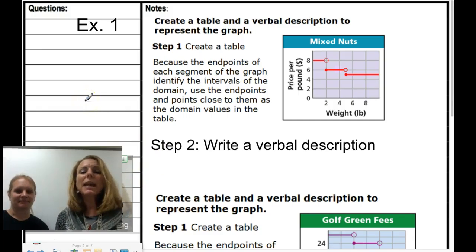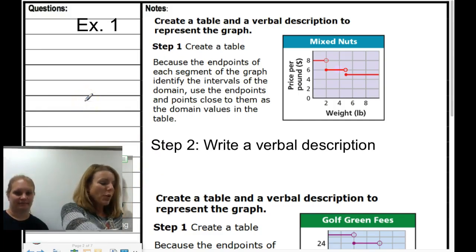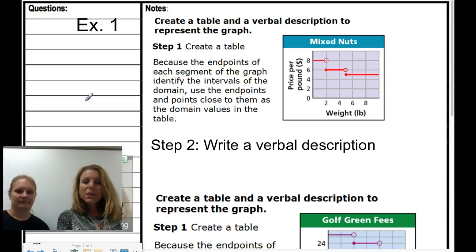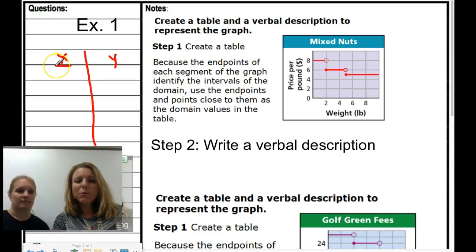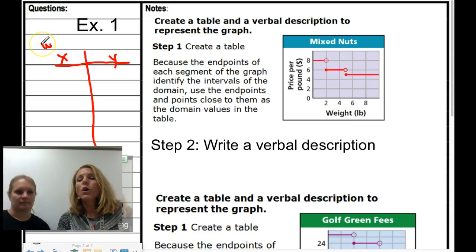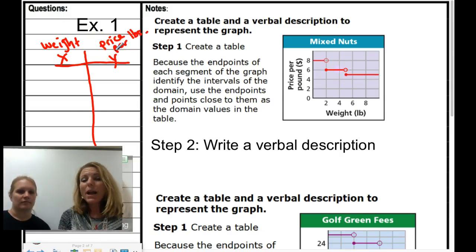So we're going to create a table and a verbal description to represent the graph. As you can see, we didn't make a table, so we're going to make a table right now. It says, because the endpoints of each segment of the graph identify the intervals of the domain, use the endpoints close to them as the domain values in the table. So we're talking about mixed nuts, the weight and the price per pound. We have an X, we have a Y. Our X is our weight, our price is our Y because it's on the Y axis.